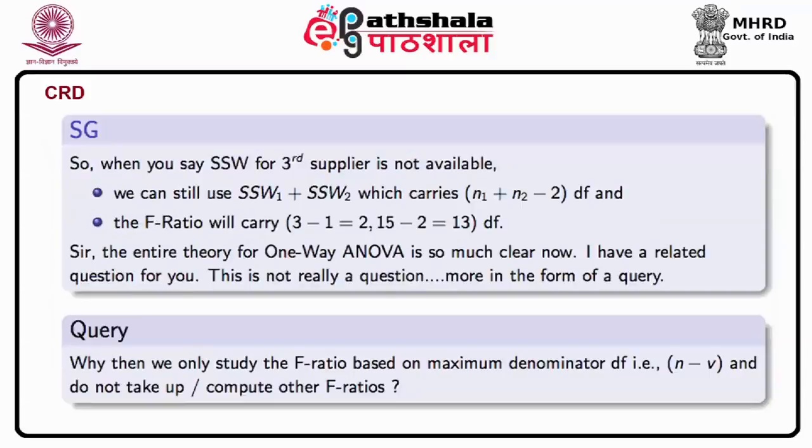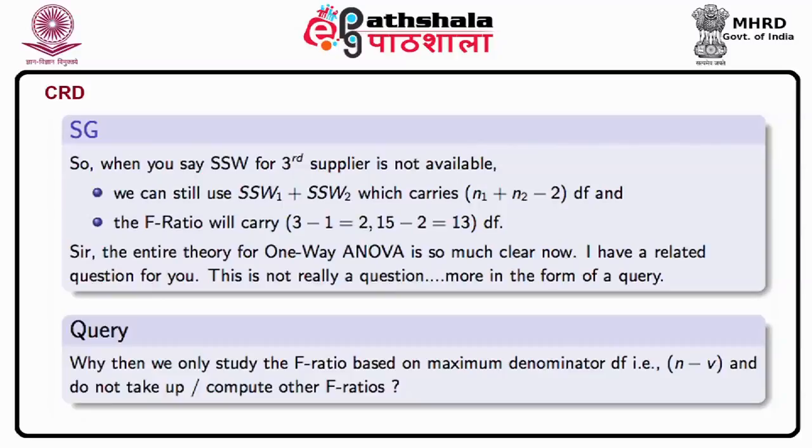So when you say SSW for third supplier is not available, we can still use SSW1 plus SSW2, which carries N1 plus N2 minus 2 degrees of freedom, and the F ratio will carry 3 minus 1 is equal to 2 and 15 minus 2 is equal to 13 degrees of freedom. So the entire theory of one-way ANOVA is so much clear now.